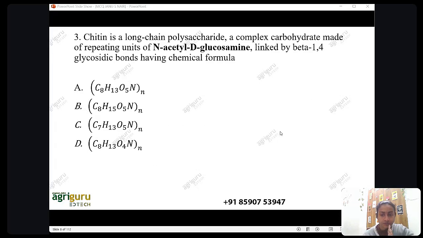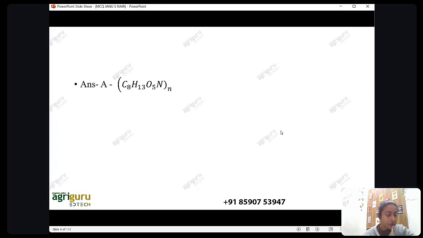Okay, so the right option is option A. C8H13O5N. Okay, so repeated units of this monomer constitute the polymer chitin.